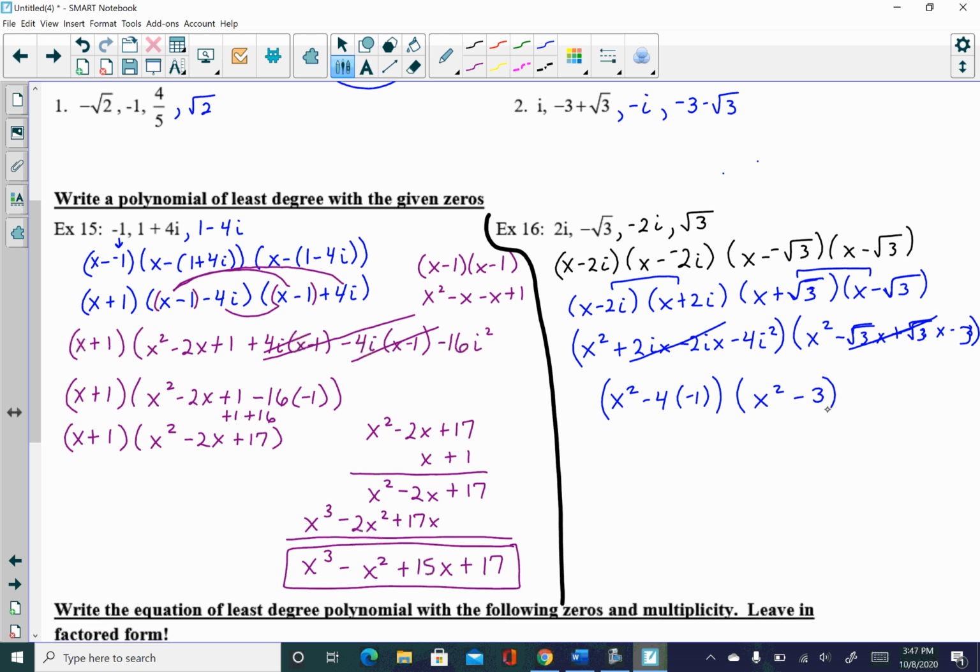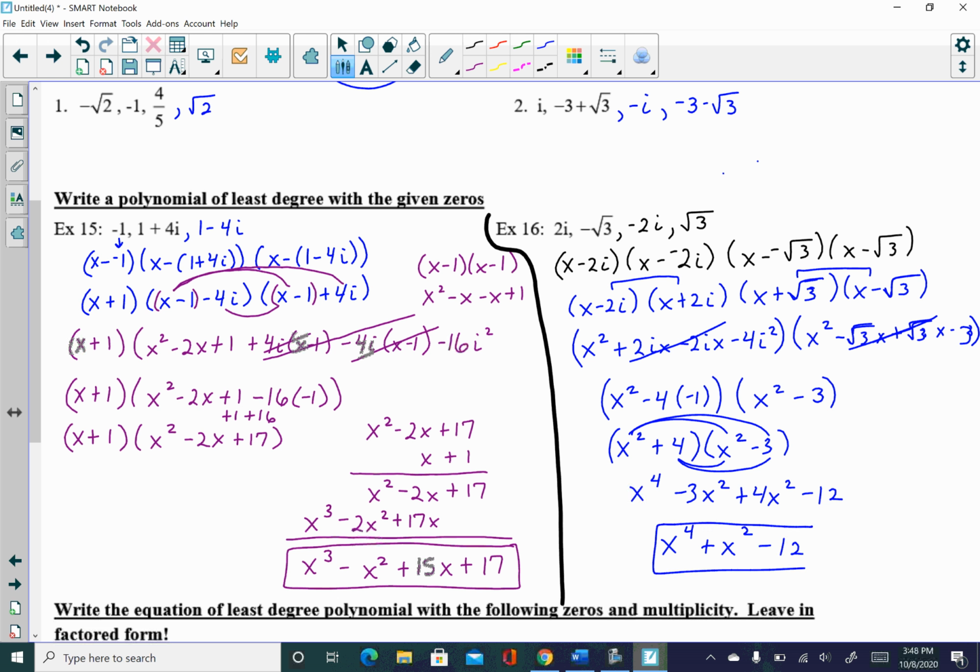So now from here, that first parenthesis can be cleaned up, and we'll turn that into x squared plus 4 times x squared minus 3. And just FOIL from here. Multiply your first. X squared times x squared, x to the 4th. Outside, minus 3x squared. Inside, plus 4x squared, last, minus 12. Combine like terms, so I have x to the 4th plus x squared minus 12. Final answer. And notice here it's degree 4, and sure enough we started out at the beginning with 4 zeros.